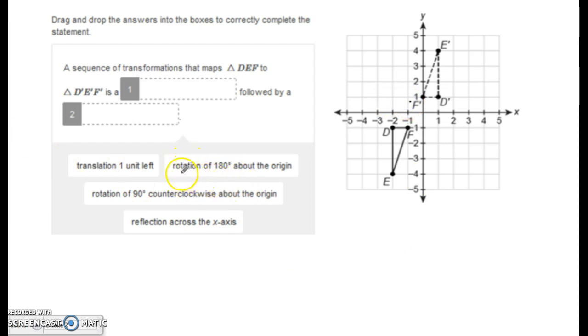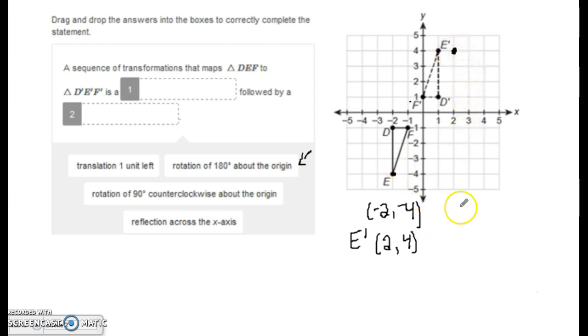So one of them is rotating 180 degrees about the origin. Well, let's try that. If we rotated 180 degrees about the origin, we have to change the sign of x and y. So for example, let's start with E. It's at (-2, -4). Our E' would end up at (2, 4). So let me go over here and try to graph that (2, 4).